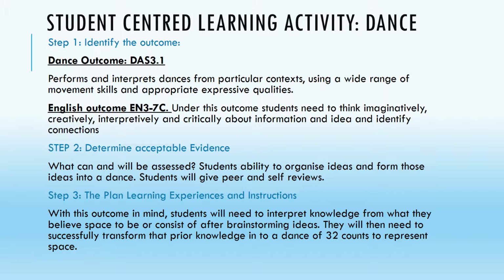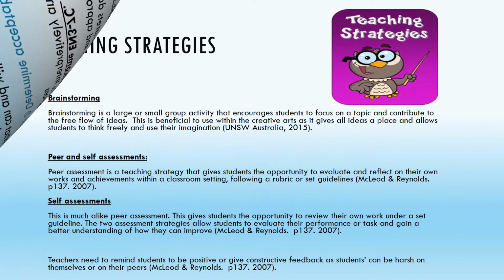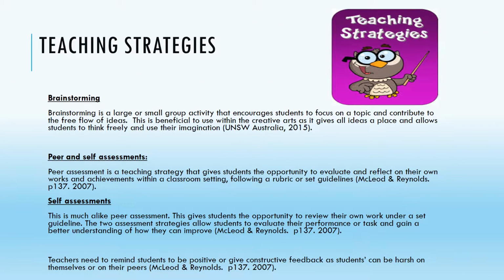For this activity, students need to brainstorm adjectives and nouns in groups to describe space, such as lovely bright stars, endless darkness, slow orbit, burning sun. Brainstorming is a teaching strategy that can be used while carrying out this activity.